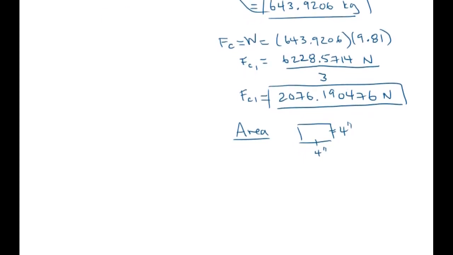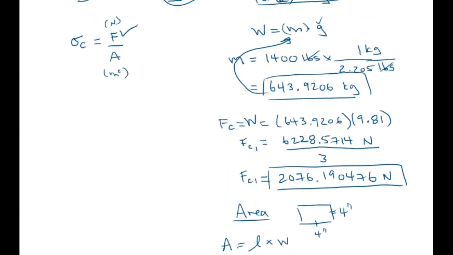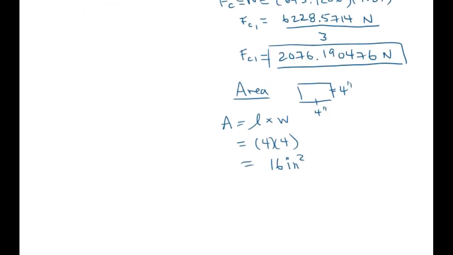Area of a rectangle, we can look that up in our resource sheet, or just remember that area is equal to length times width. In this case, they're both the same. So 4 times 4 gives me 16 inches squared. But remember, we can't just throw that into our stress formula because it has to be in meters squared. So we do have to do a conversion from inches squared to meters squared.